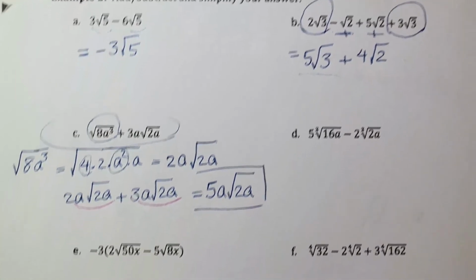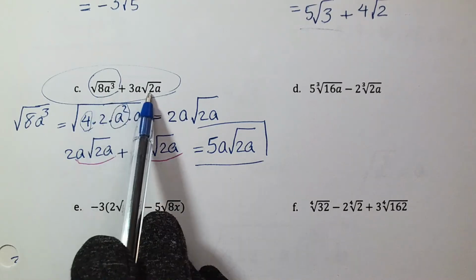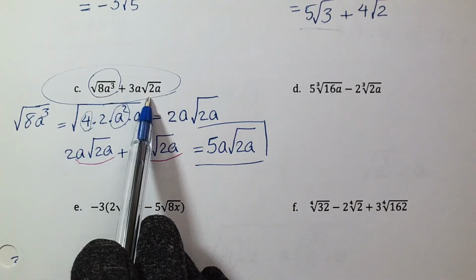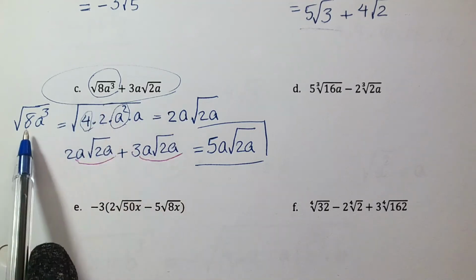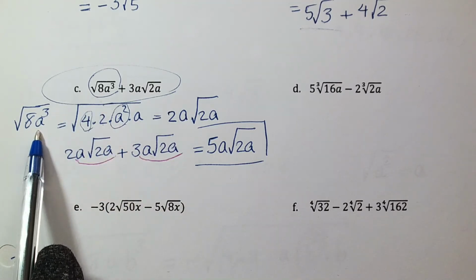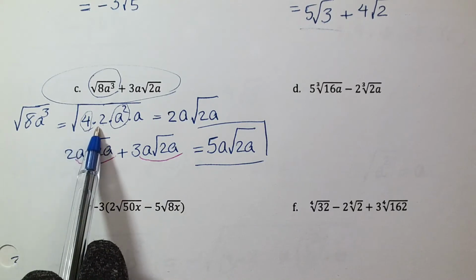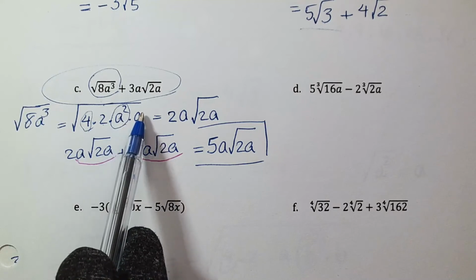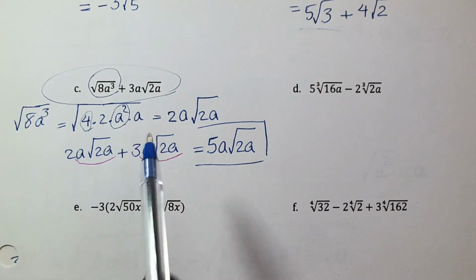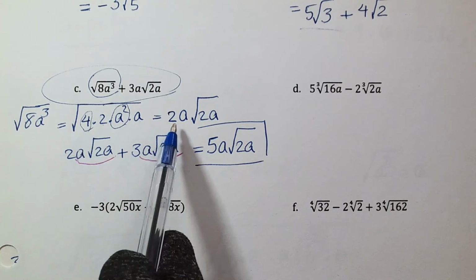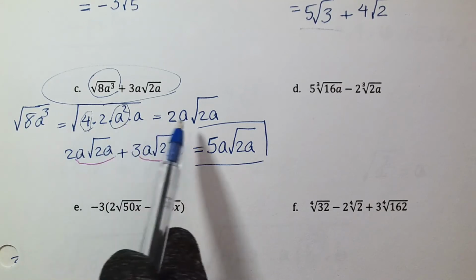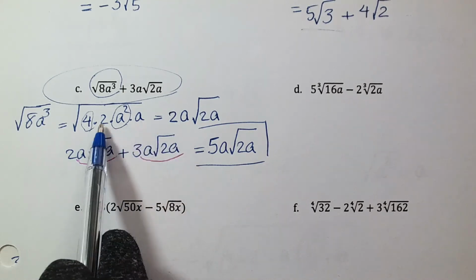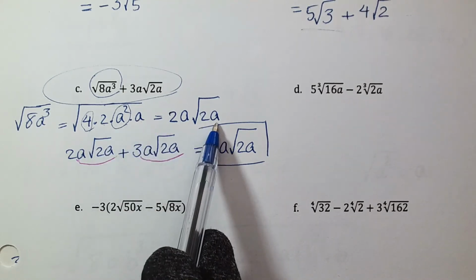Look at this example. It looks like the radicals are not similar, but you can simplify the square root of 8a cubed. You know 8 is 4 times 2. a to the power of 3, you can write as a squared times a to the power of 1. As we mentioned, the square root of 4 is 2. The square root of a squared is a. So we have 2a times, in the radical, still we have 2a.